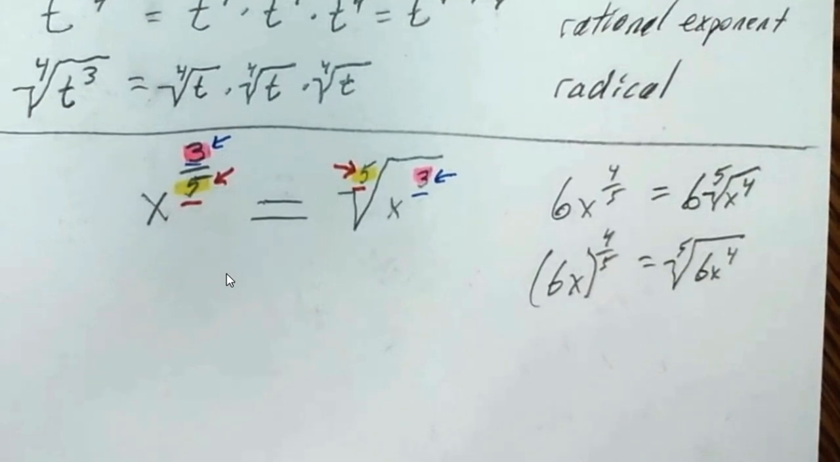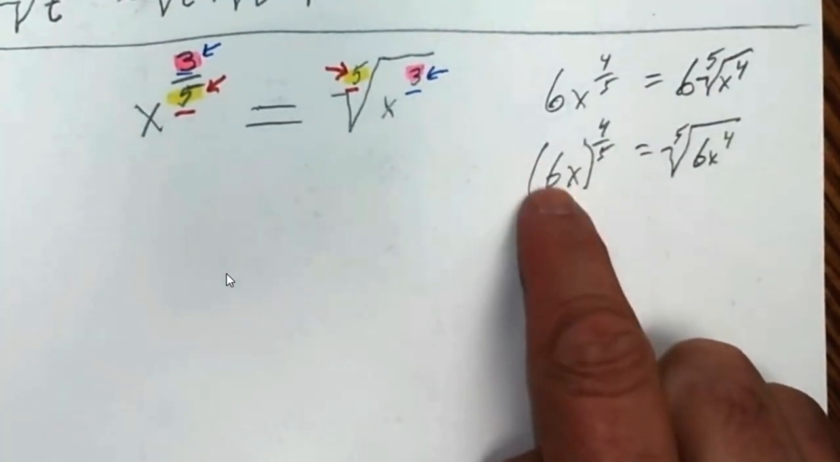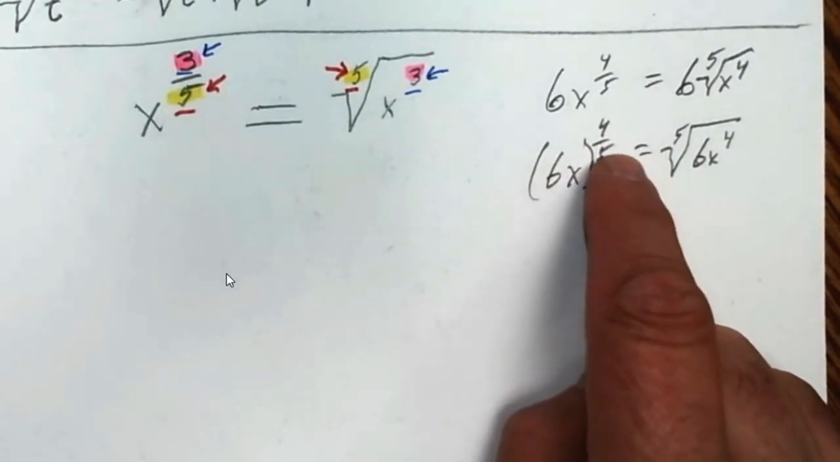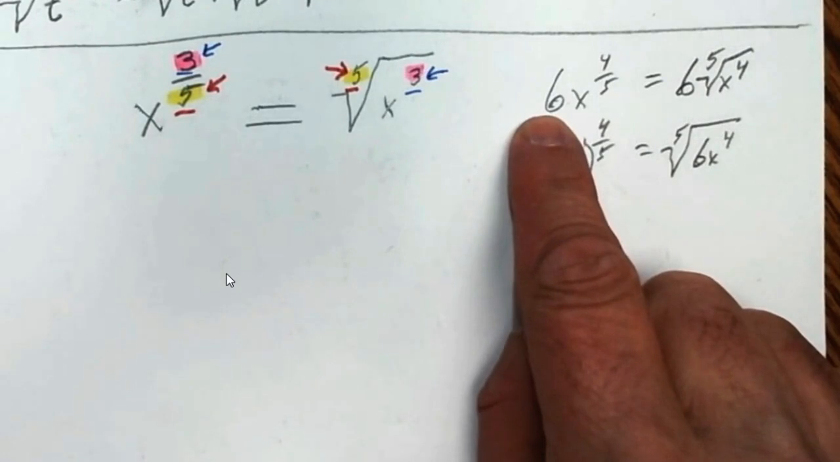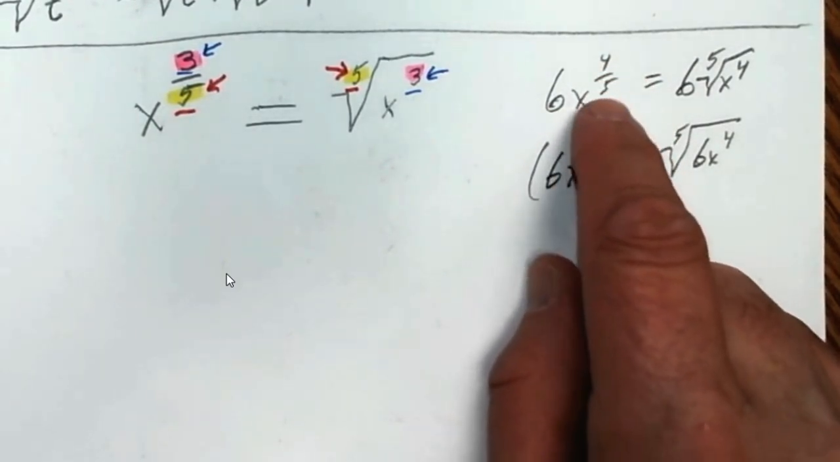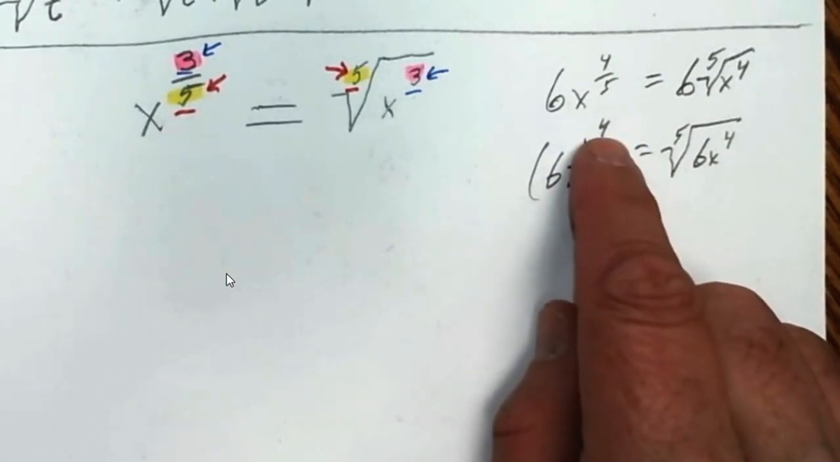See the difference? The parentheses say all of this is being raised to the 4/5 power. This says 6 times x to the 4/5 power. So just x to the 4/5 power times 6. This is 6x to the 4/5 power.